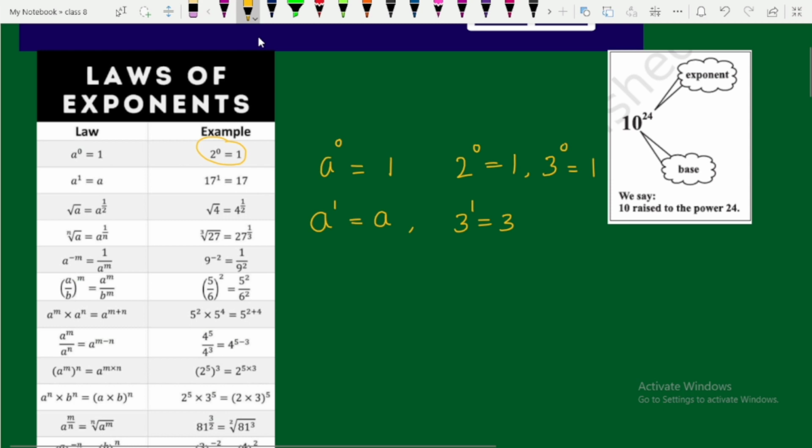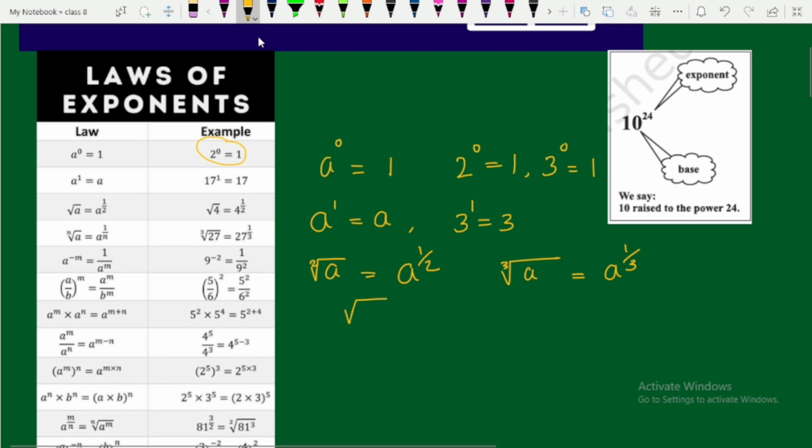Next, you can also have numbers in the form of root a. We can write root a as a raised to 1 upon 2. If nothing is written on the root, it always has a 2. So square root of a is equal to a raised to 1 upon 2, meaning we remove the root by writing the power as 1 upon 2. If it is cube root of a, we write it as a raised to 1 upon 3.